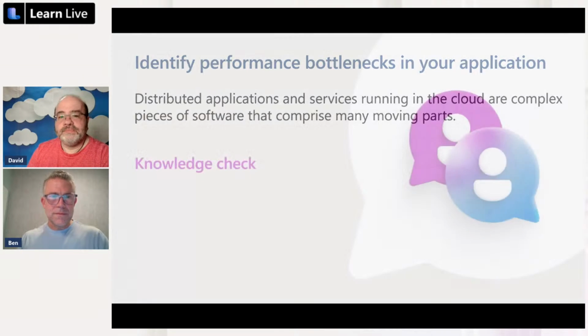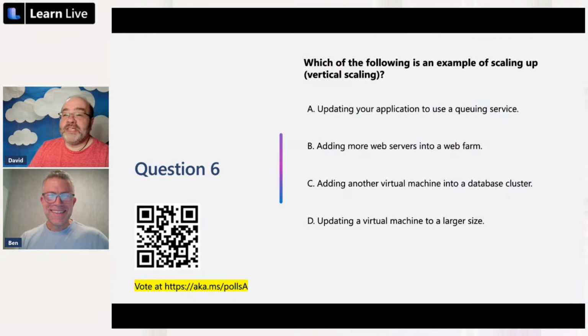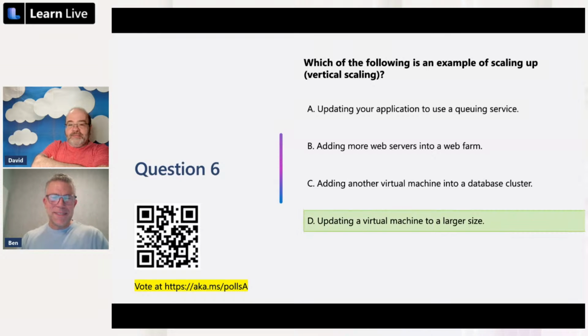Okay, next one. A knowledge check. Which of the following is an example of scaling up, i.e. vertical scaling? A, updating your application to use a queuing service. B, adding more web servers into a web farm. C, adding another virtual machine into a database cluster. Or D, updating a virtual machine to a larger size. That one seems pretty obvious. Yes, that's right. We did say embiggening, as we like to call it in the field. I made that up, by the way.